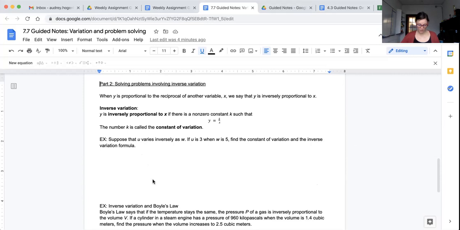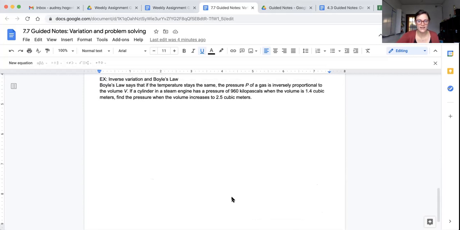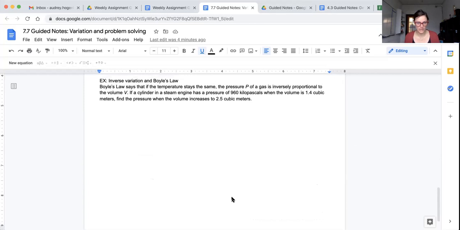All right, moving on to a hard problem. So Boyle's law says that if the temperature stays the same, the pressure P of a gas is inversely proportional to the volume V. If a cylinder in a steam engine has a pressure of 960 kilopascals when the volume is 1.4 cubic meters, find the pressure when the volume increases to 2.5 cubic meters.